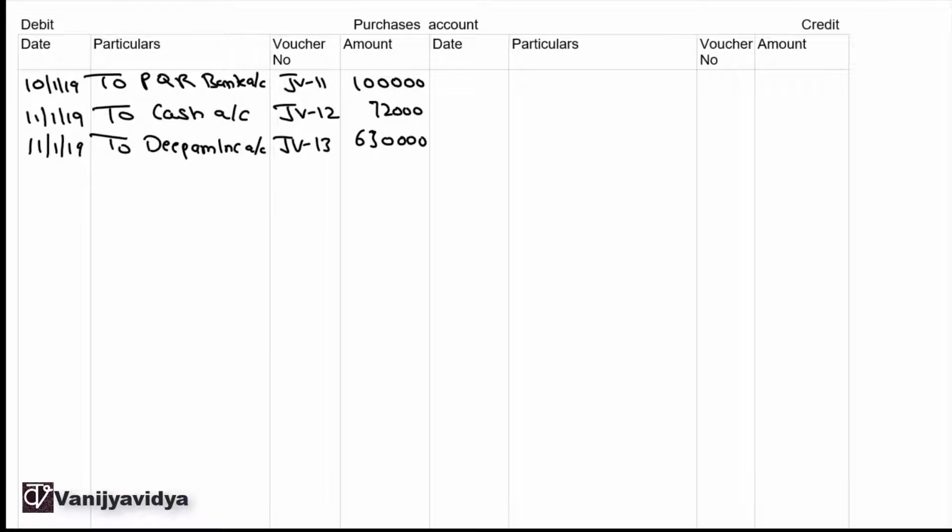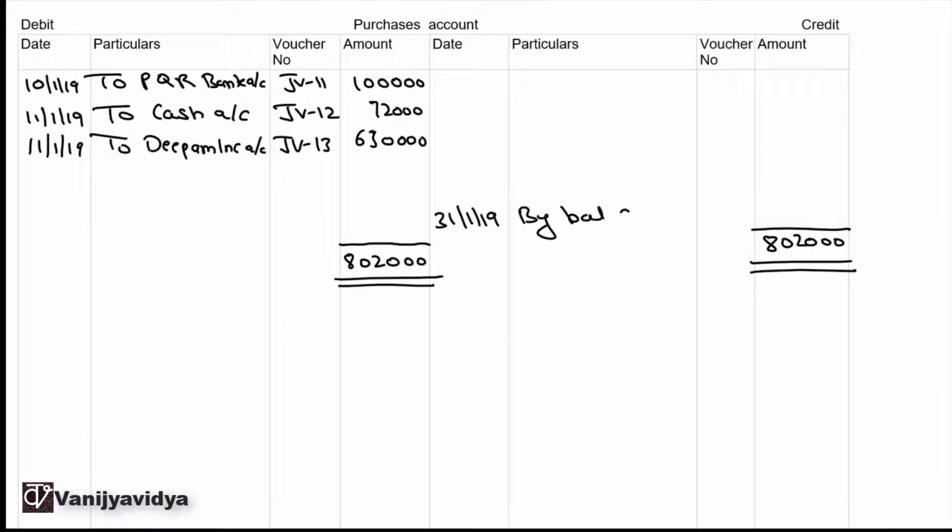Now the next ledger. Purchases account. The total is 6 lakh 30 plus 72,000 plus 1 lakh. So that comes to 8 lakh 2,000. Then on the credit side there is nothing. So 8 lakh 2,000 on both the sides. Then on 31st Jan 2019, by balance carry forward 8 lakh 2,000. On 1st Feb 2019, to balance brought forward 8 lakh 2,000.